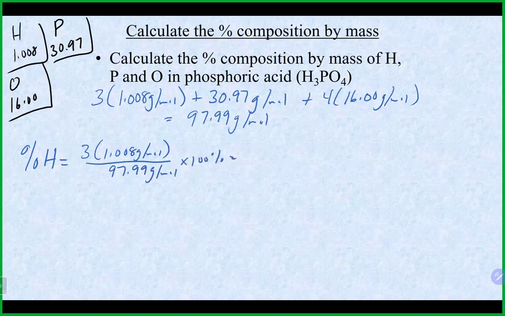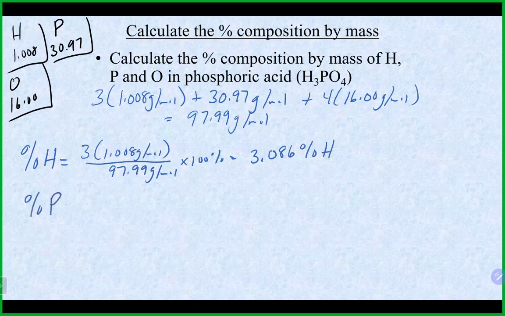And that's going to get us 3 times 1.008 divided by 97.99, times it by 100. Going to get us 3.086% hydrogen.